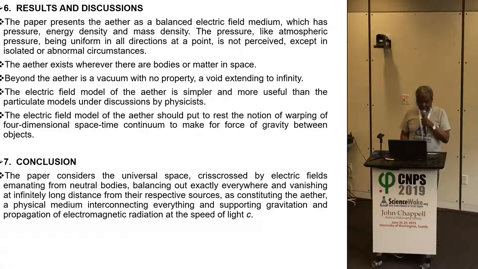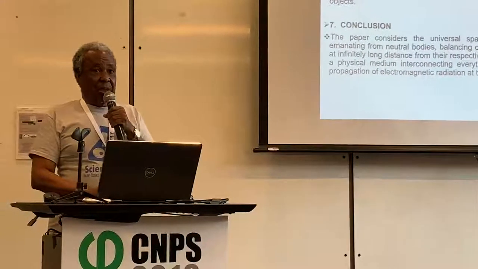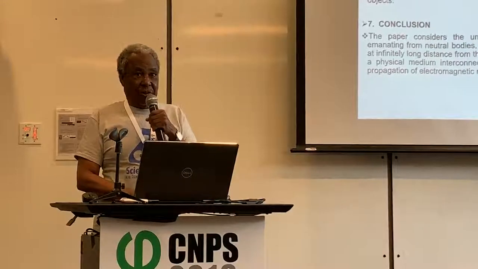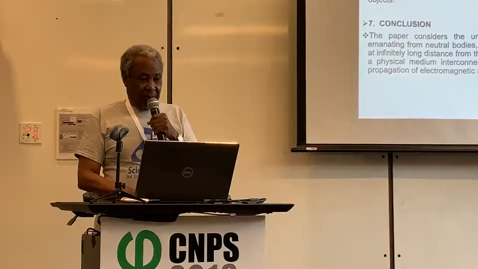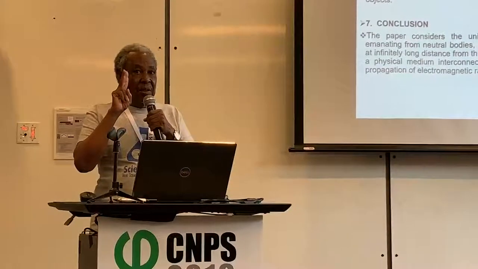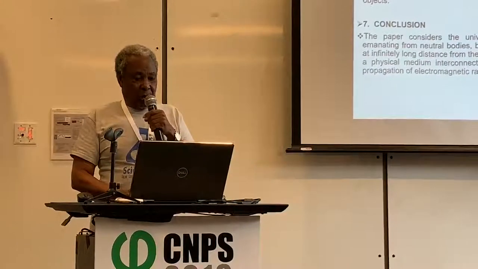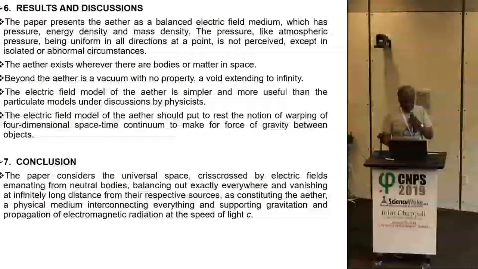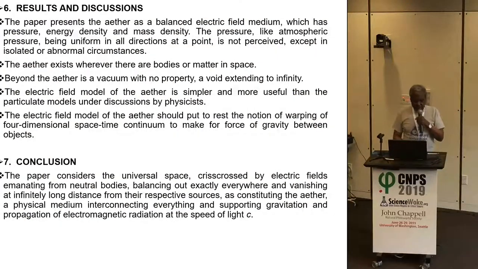The electric field model of the ether should put to rest the notion of warping or curving or distortion of the four-dimensional space-time continuum of the special theory of relativity to make a force of gravity between objects, because the ether model explains gravitation as a pulling force, not a pushing force. So if only two objects exist in the universe, there will still be a force of attraction between them. Whereas if it were a pushing force, it would require some other bodies to do the pushing. So the electric model of the ether explains gravitation as a pulling force.